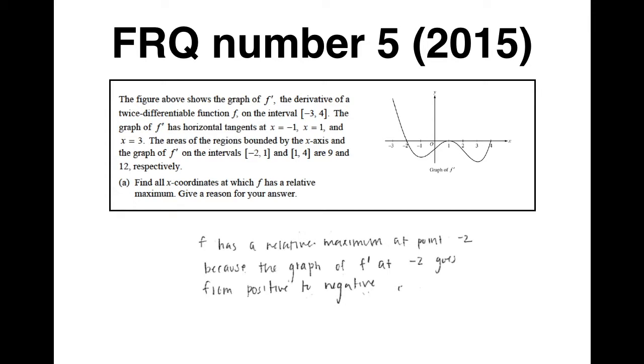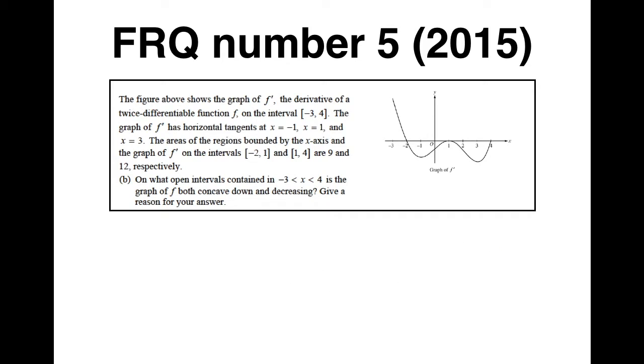Our third student said f has a relative maximum at point -2 because the graph of f prime at -2 goes from positive to negative. This is correct again. We could argue that -2 is not a point, but it's fine. It earned the credits. So 2 points for every single student here.